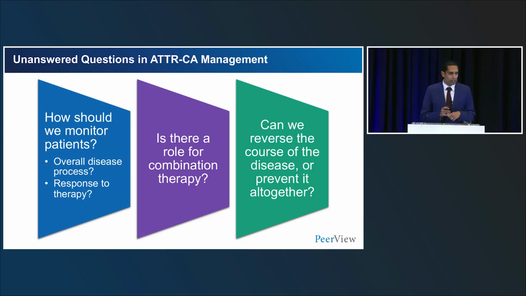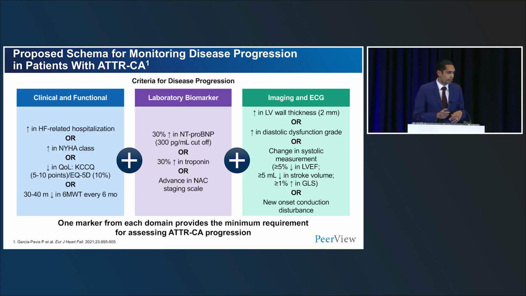There are lots of unanswered questions. We have so much great data, but still much more to learn. How should we monitor patients? Should we monitor patients? Do we think about monitoring the overall disease process itself, or do we think about monitoring the response to therapy once we start them on a stabilizer or a silencer? Is there a role for combination therapy? Can we reverse the disease process itself? Again, the disease tends to decline just more slowly on treatment. And can we even think about prevention, especially in our carrier population?